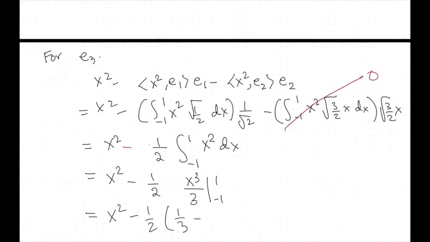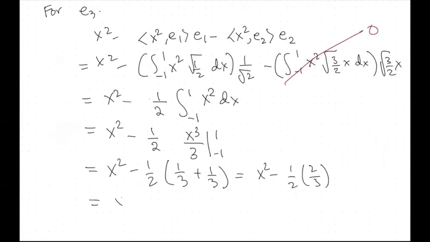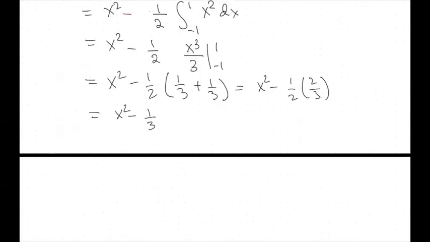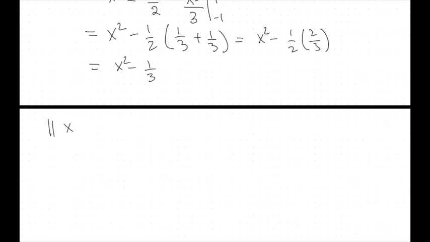minus -1, positive 1/3. So here we have x squared minus 1/2 times 2/3. We get x squared minus 1/3. However, now we want to look at x squared minus 1/3.